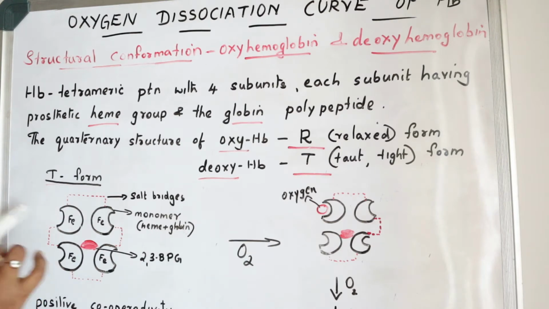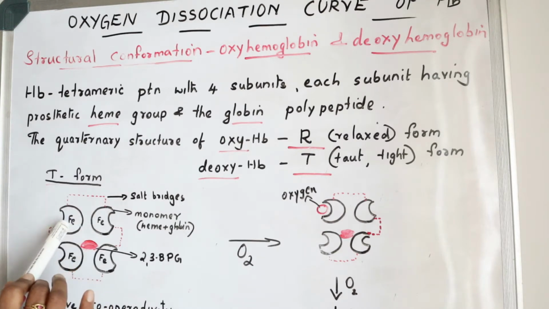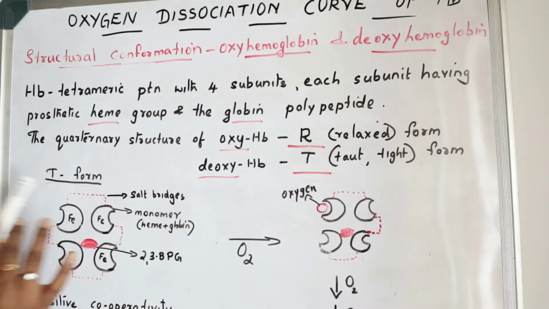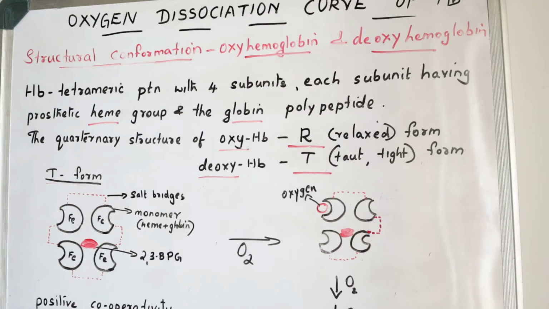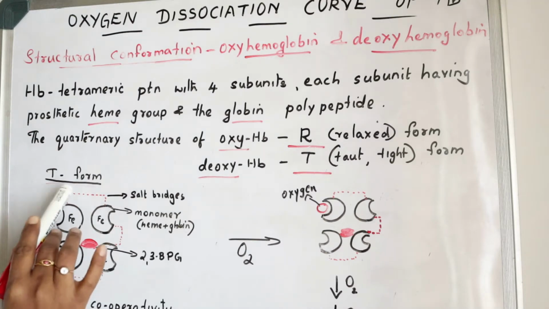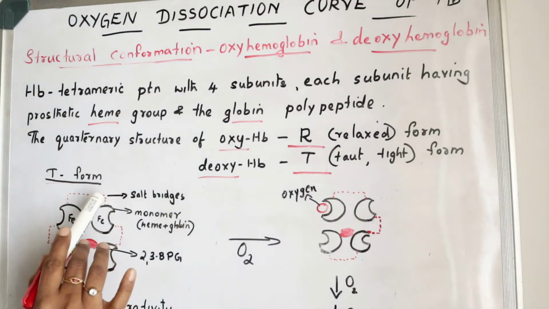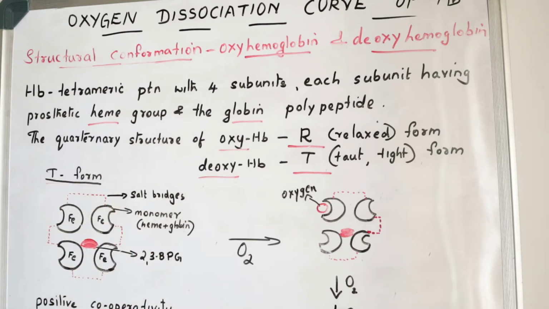So we can go for the T form first. T form means it's deoxyhemoglobin, it cannot carry oxygen, and we can have a look at the structure of the T form. Here we can see the 4 monomers or 4 subunits. Each subunit has a globin chain, again a porphyrin ring, that means the heme part, with iron. The T form is stabilized by electrostatic forces between the carboxyl and amino groups, which we may call salt bridges. The red dotted lines show the salt bridges.